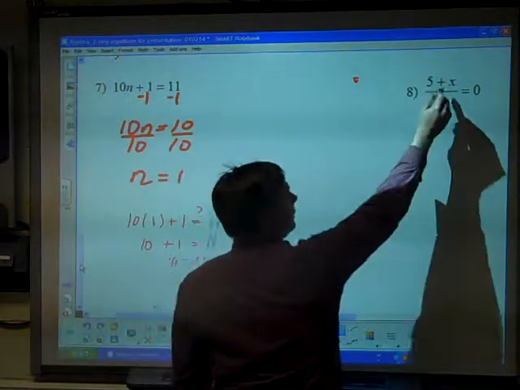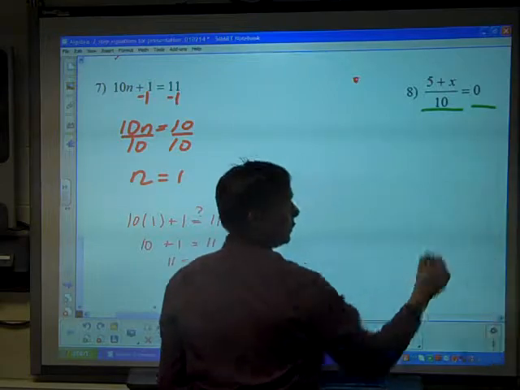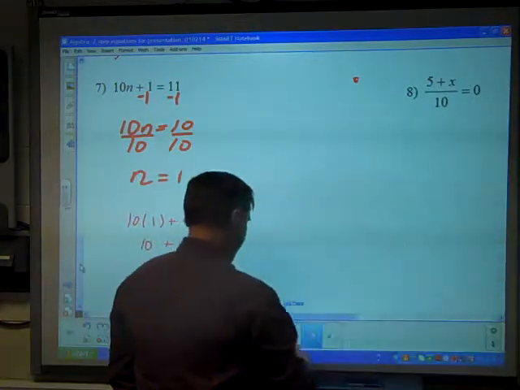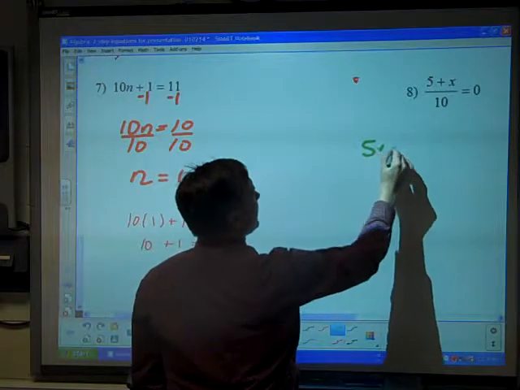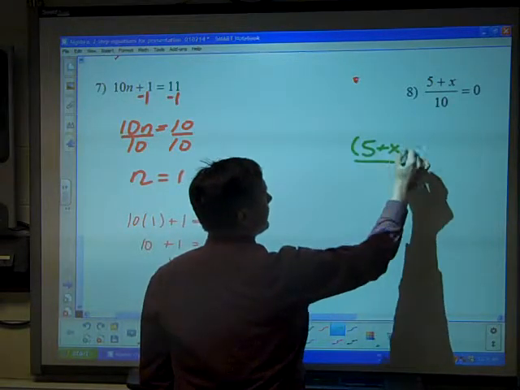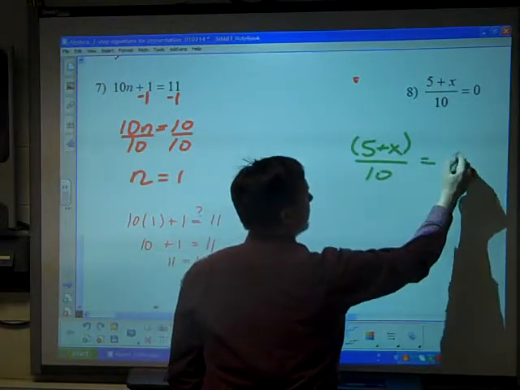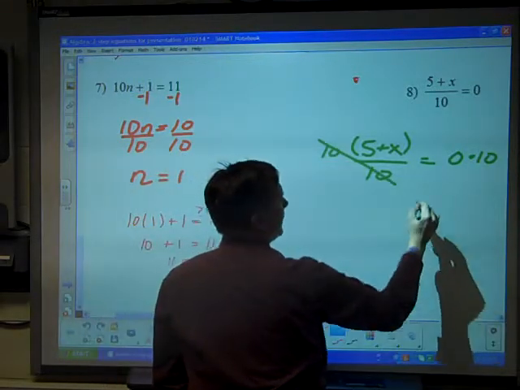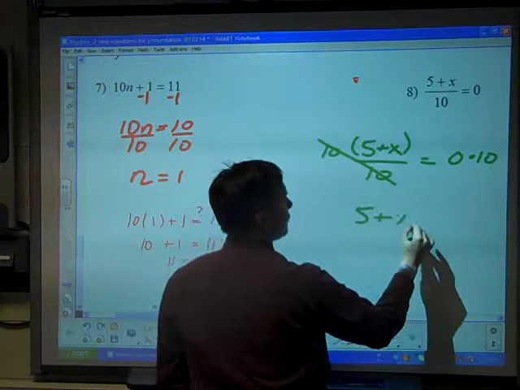On the second one, I count 1 term, 2 terms. So I need to multiply or divide first. I see that the 5 plus x is one thing, because it's one fraction line here, over 10. So I need to multiply both sides by 10. And I get 5 plus x equals 0.